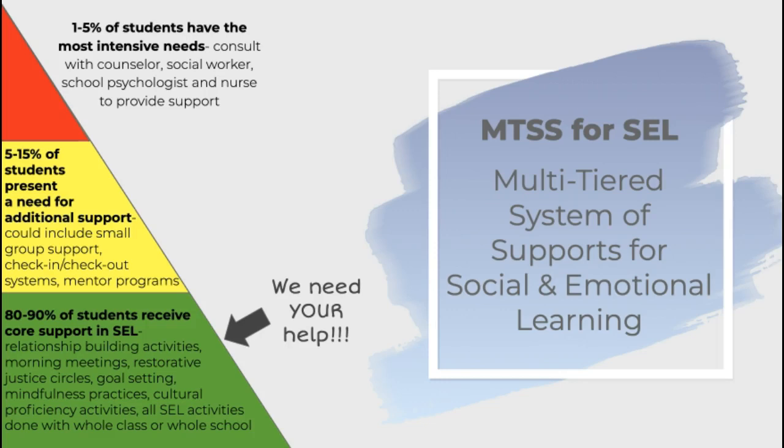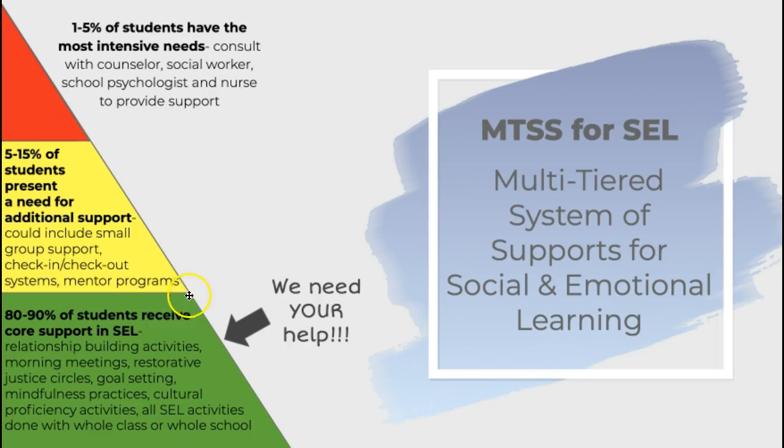If you're thinking about MTSS in the tiered framework, this is what it can look like for SEL. Down here at the bottom, we've got all of our students who need support. The bulk of our students who need that core support, that can be given in the classroom through relationship building activities, morning meetings, restorative justice, relationship building circles, goal setting practices, mindfulness practices, anything that's cultivating cultural proficiency, and all other activities that are fostering the growth of students' self and social awareness, as well as their ability to regulate their own emotions and make good decisions while they're building relationships with others.